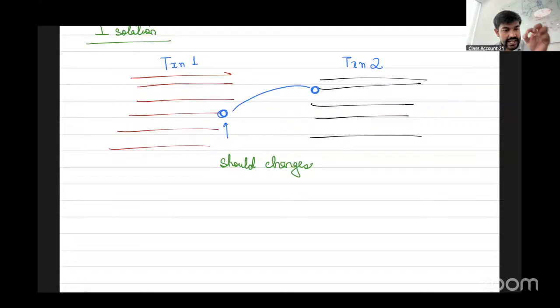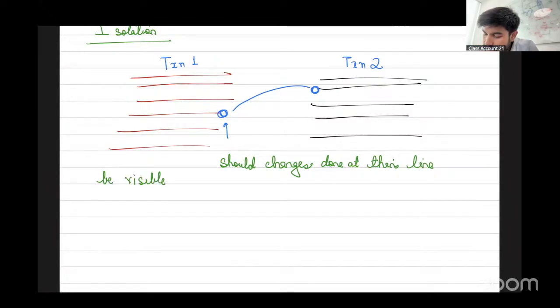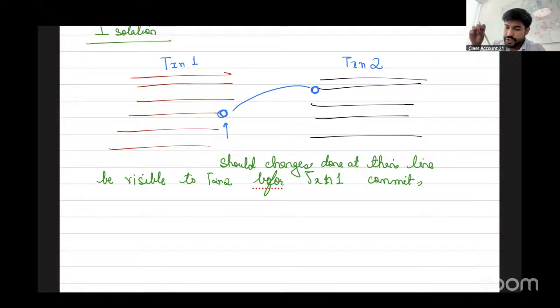Should changes at this line in transaction 1 be visible to transaction 2 before transaction 1 commits? What do you mean by commit? Save it to the database. That's the meaning of that. So should the changes done at this line be visible to transaction 2 before transaction 1 commits itself? Should this line be visible to transaction 2 at this line?